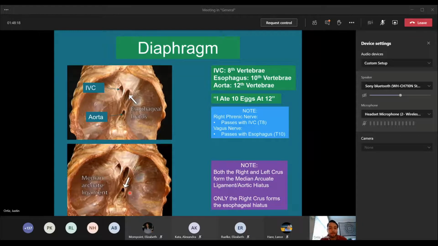your vagus nerve is super important in parasympathetic innervation of your entire gut, basically, so much of your gut. And your esophagus goes to your stomach and eventually to your gut, right? So that helps me remember that the vagus nerve is going to pass with the esophagus, right, at T10. That's going to be that.